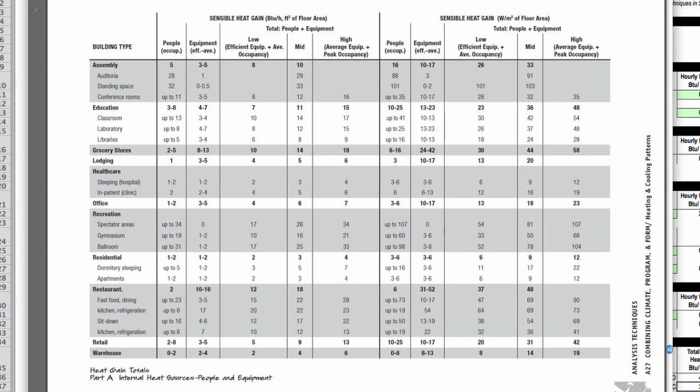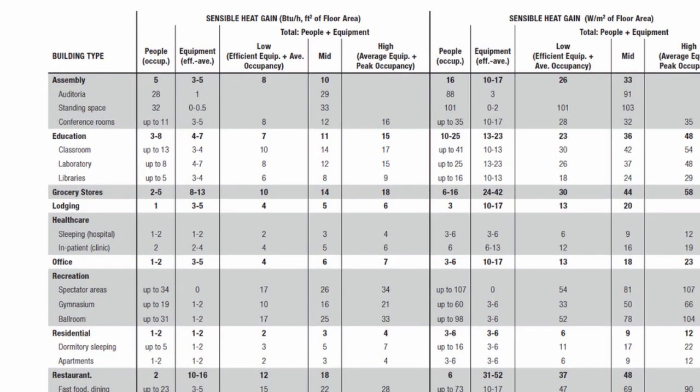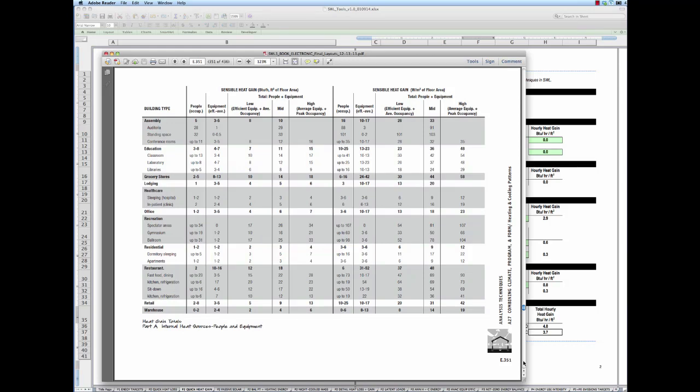Consult the table on page E351 titled Heat Gain Totals, Part A, Internal Heat Sources, People and Equipment. Find the row for your occupancy type. For residences, the table shows a range of 1 to 2 BTUs per hour per square foot for people and 1 to 2 BTUs per hour per square foot for equipment. These units, BTUs per hour per square foot of floor area, will be used for all of the rates of heat gain.